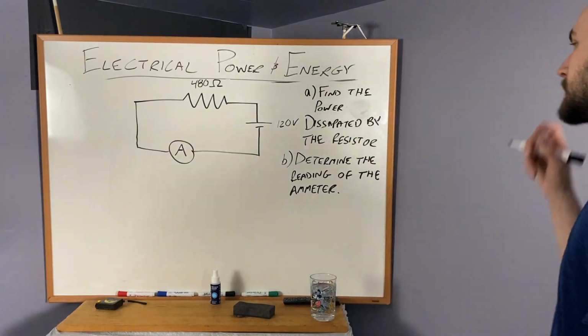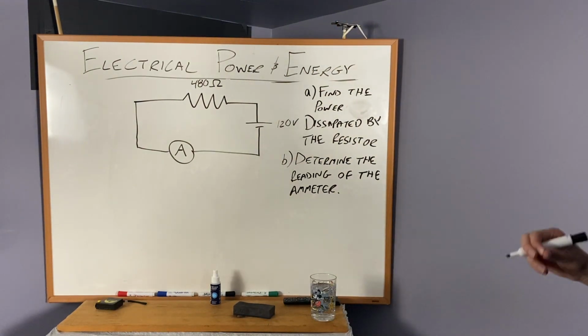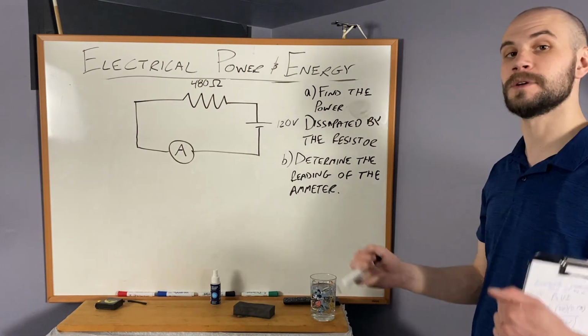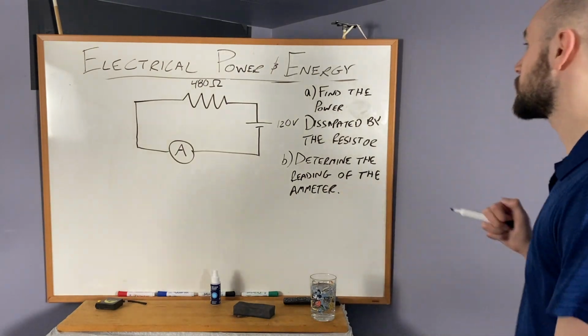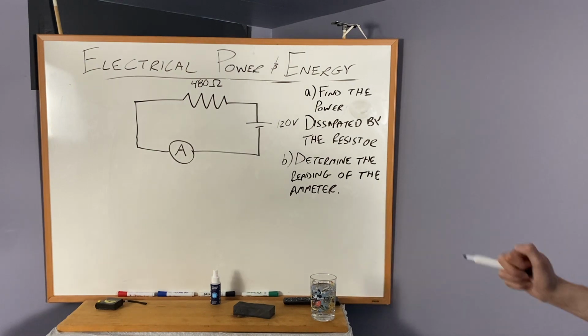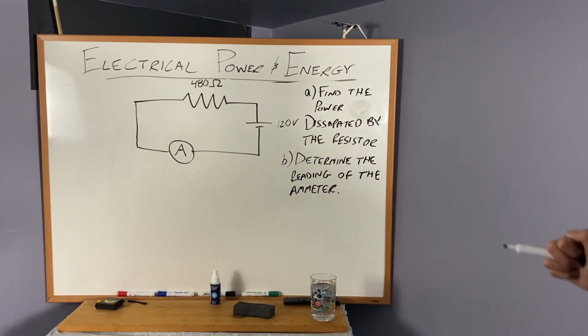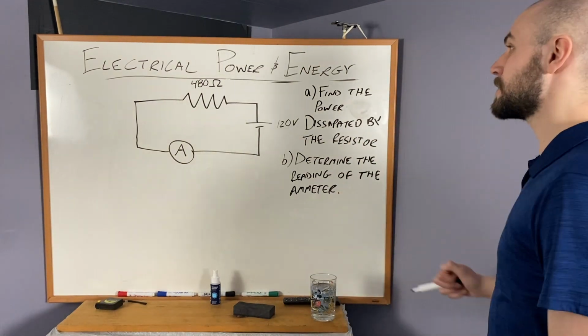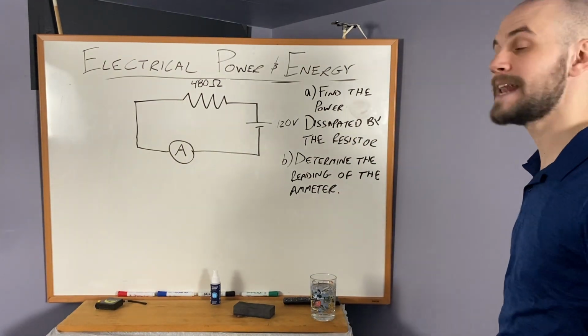So we have a new tool to analyze electrical circuits, right? Now that we know how to calculate electrical power and energy, we can use that to figure out things like the reading of the ammeter. But first, we want to find the power dissipated by the resistor. Energy needs to be transferred out of the circuit if we're going to resist the flow of electricity, and that happens in the form of heat.